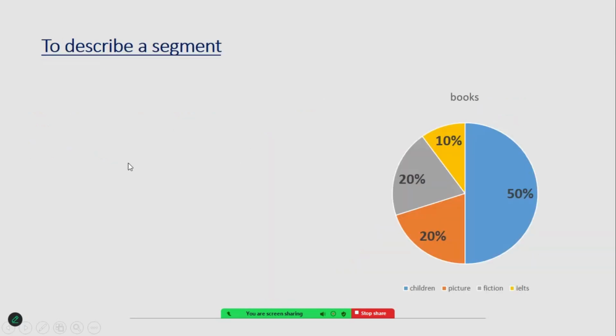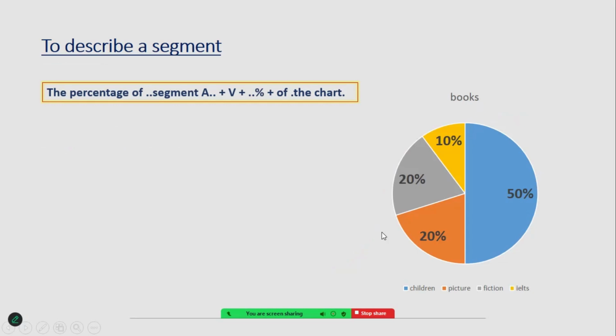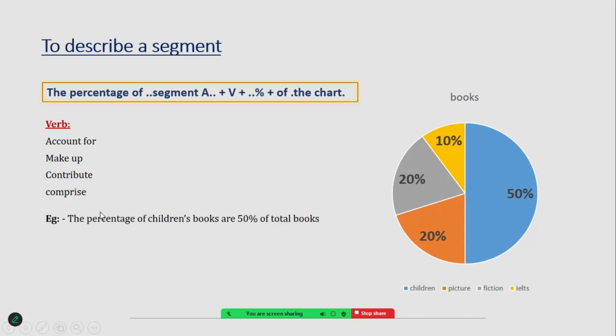Next, structure to talk about the segment. We can use the structure here with this verb. And we have the sentence that I used in the last slide. The percentage of children's books is 50% of total books. You can see that I just fill in the noun to the structure.